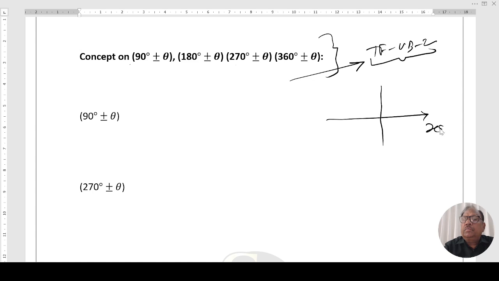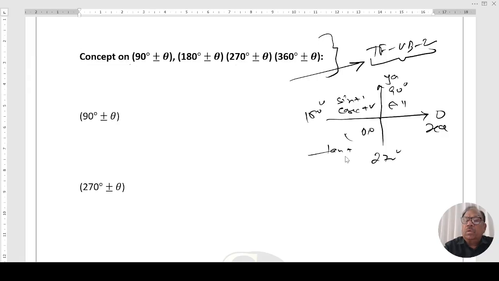X-axis, Y-axis, origin, 0 degree, 90 degree, 180 degree, 270 degree. In the first quadrant, all are positive. In the second, sine positive, cosec positive. In the third, tan positive, cot positive. In the fourth, cos positive, sec positive.